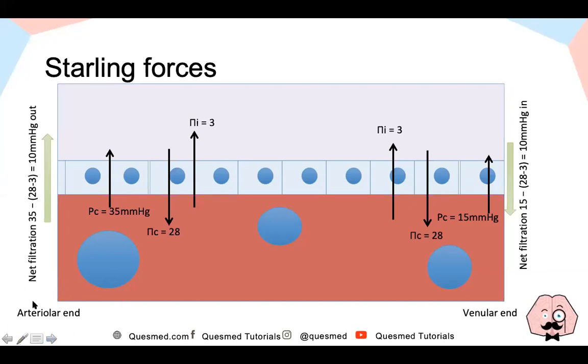At the end where we're close to the arteriole, we've got a capillary pressure of somewhere around 35 millimeters of mercury. That is a force within the capillary, which is pushing fluid from the capillary out into the interstitial fluid. We also can consider, but I haven't included it on this diagram because it would be negligible, the pressure from the interstitial fluid into the capillary. There isn't really a pressure pushing the interstitial fluid into the capillary.